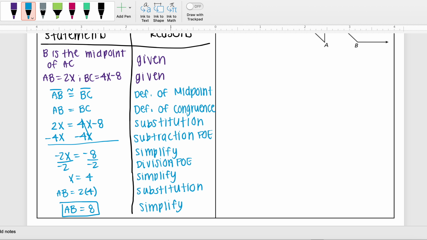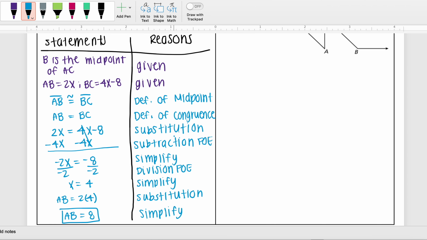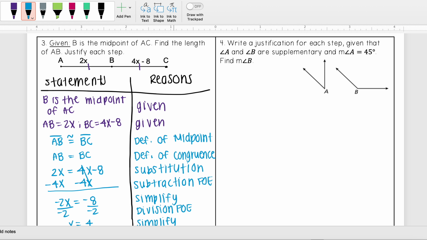So that one is a little bit longer. We had a little bit more of some statements that we need to do. Definitely a common error I see is forgetting this AB is congruent to BC. If you go back to definition midpoint, it does say this. So make sure you add in that step. Okay, last one.